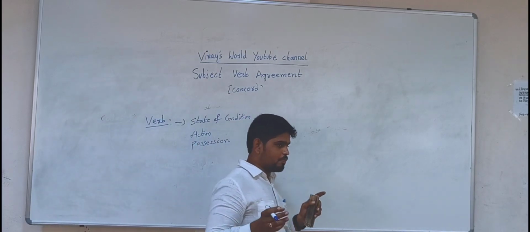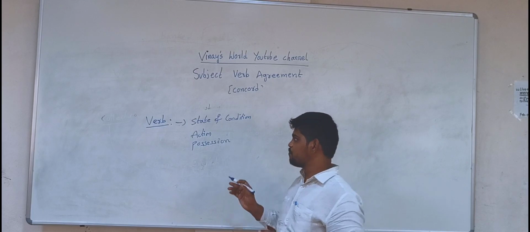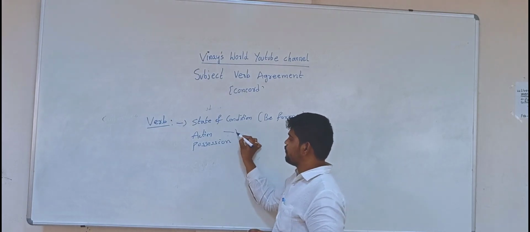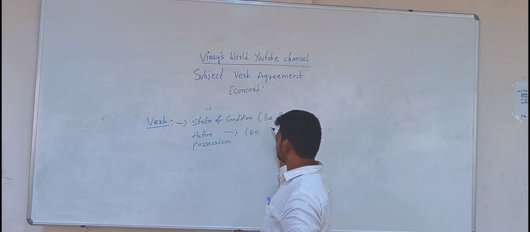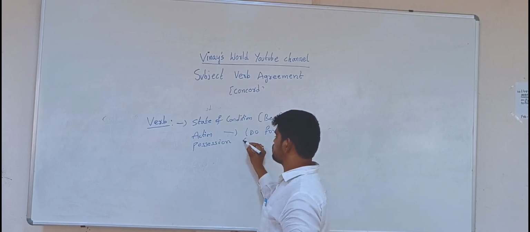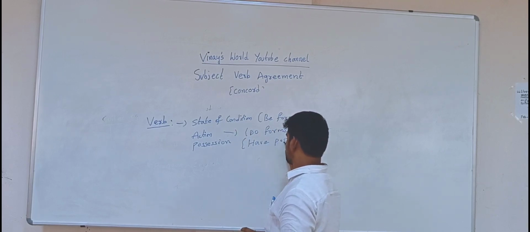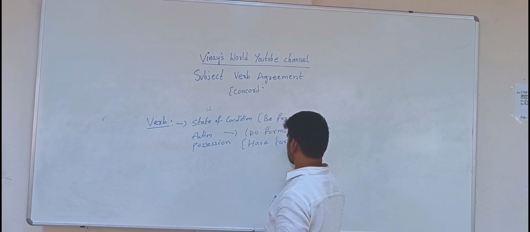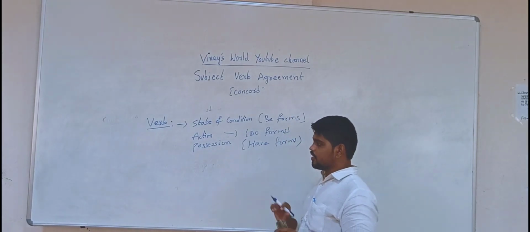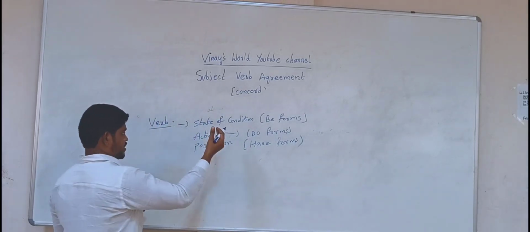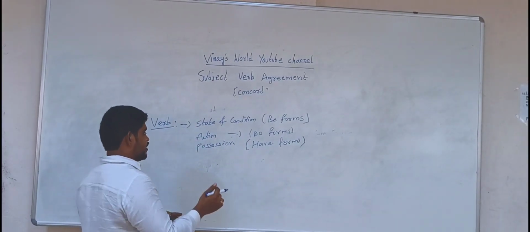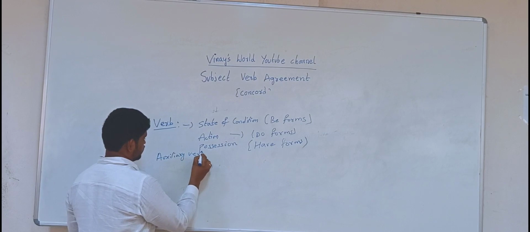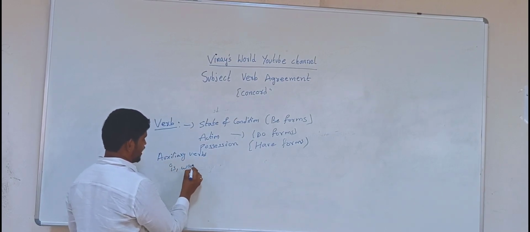So, we have known be forms, do forms and have forms. For example, we use be forms to represent state of condition. We use do forms to represent action. And we use have forms in order to represent possessions. So, verb should be a state of condition, action, possession. But you can experience auxiliary verbs also. For example, is, was, were, like that.